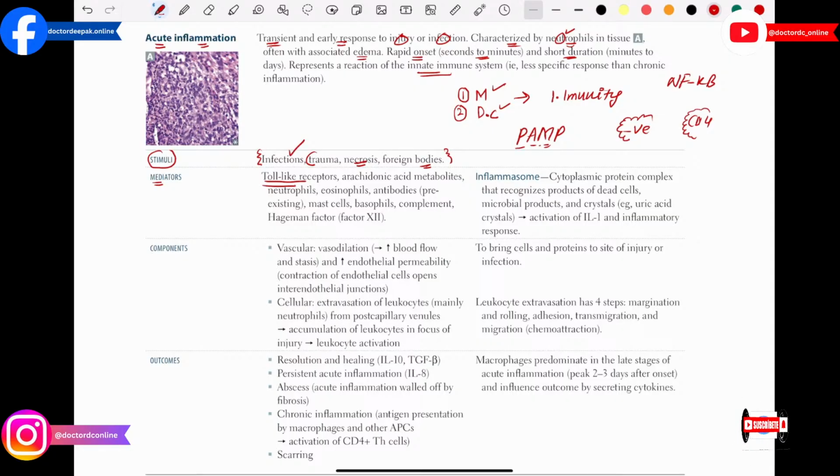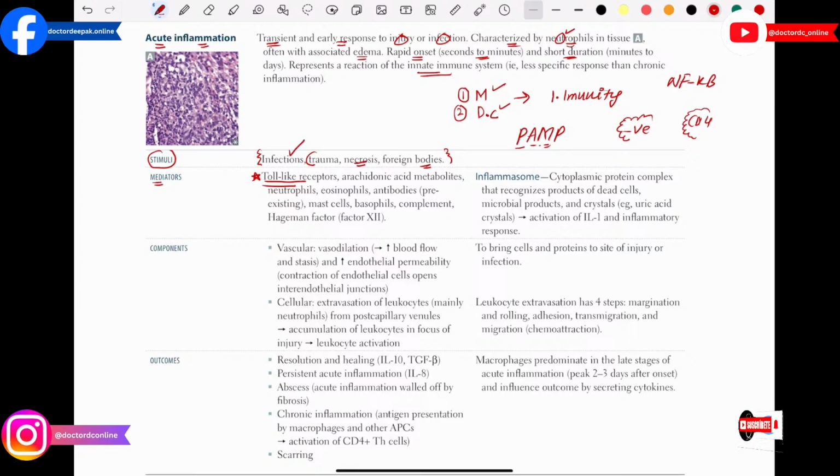And when in your body upregulation of nuclear factor kappa B will occur, that activates the immune response, that will lead to the production of different kinds of immune mediators. So let's take a quick review. First of all, you have to remember what toll-like receptors are. These are the mediators of acute inflammation. Where are these toll-like receptors present? These toll-like receptors are present on the cells of the innate immune system like macrophages and dendritic cells.